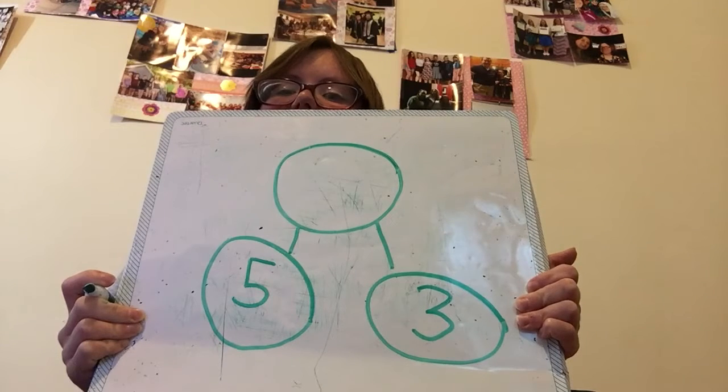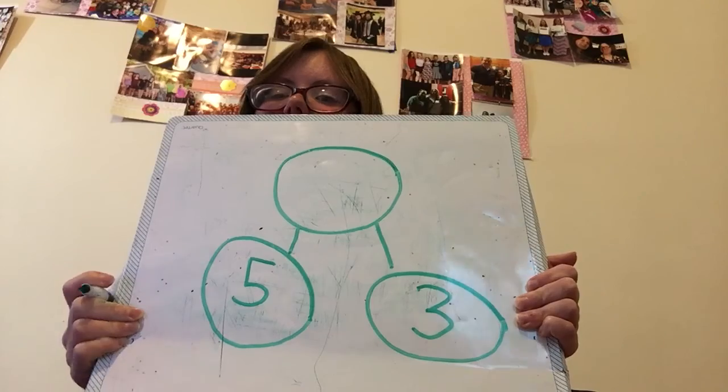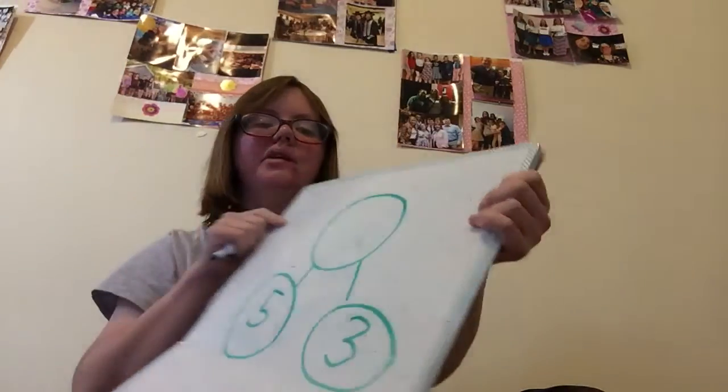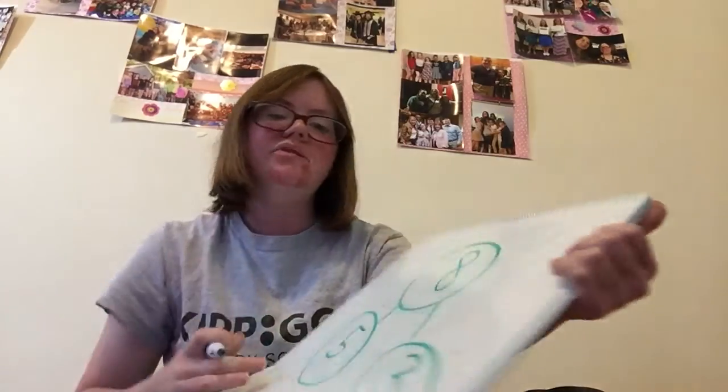That's right, 8. How did you know it was 8? That's right, because we put 5 and 3 together. And we got 1, 2, 3, 4, 5, 6, 7, 8. So 8 must go at the top of our number bonds. Now, let's put that into a number sentence.